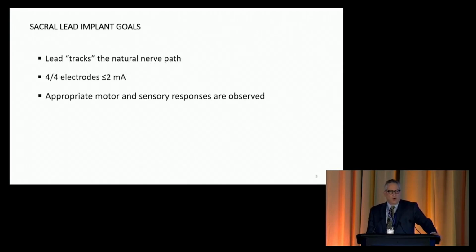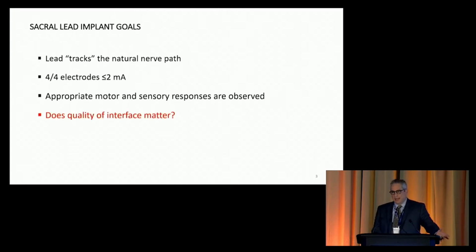These are the goals when we place a sacral lead. We've learned a lot over the years, and we want to be sure that the lead tracks the nerve. We want to have consistent responses on all four contacts of under 2 milliamps, and we want to have an appropriate pattern of sensory and motor responses. So there's a lot of elements or factors that go into placing a sacral lead. We may not have similar parallel levels of distinguishers with a tibial lead.